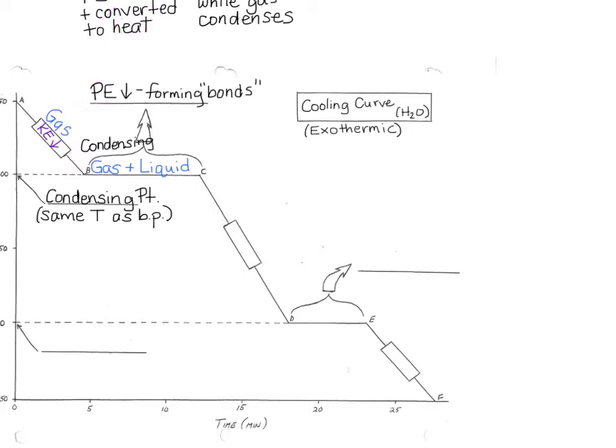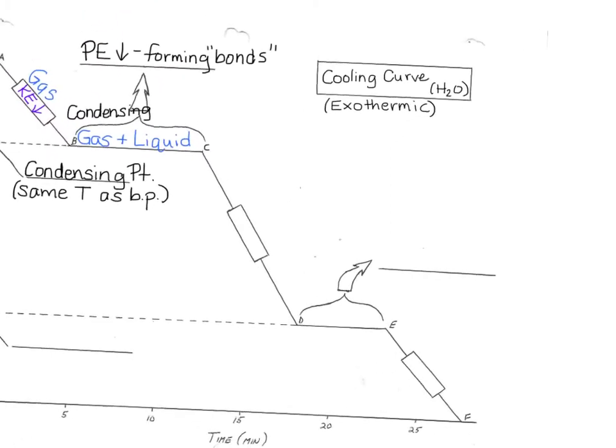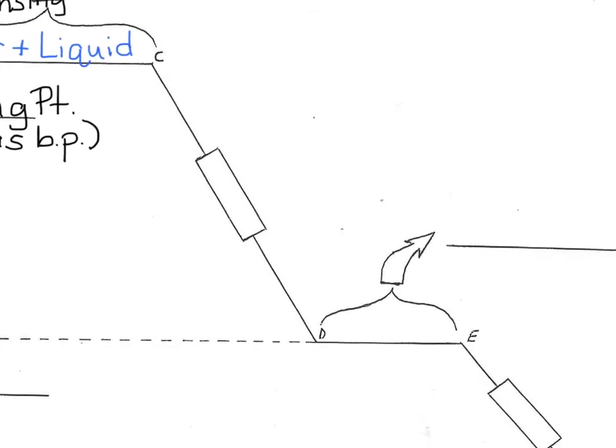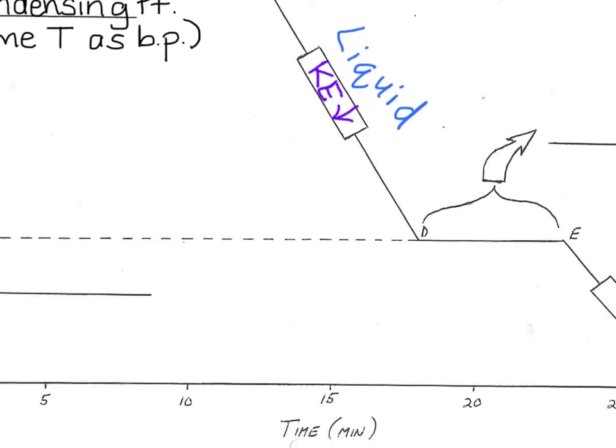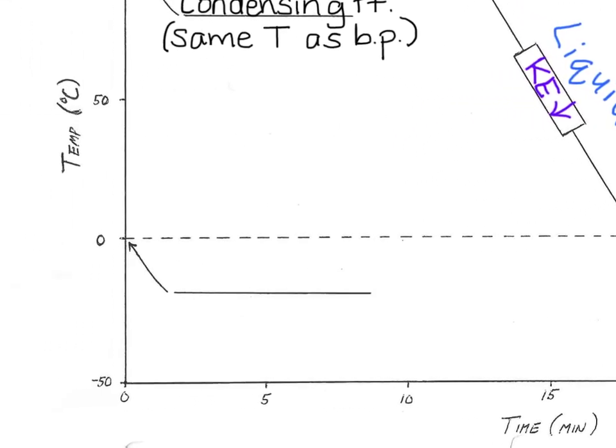What comes next? If you look at the phases, we have condensed all of our gas, and at point C, we should just have the liquid phase. So from point C to point D, we just have the liquid phase. And notice that again, our temperature is decreasing. So that means that from point C to point D, the kinetic energy is decreasing as well, until we get down to point D. And point D occurs at 0 degrees Celsius.